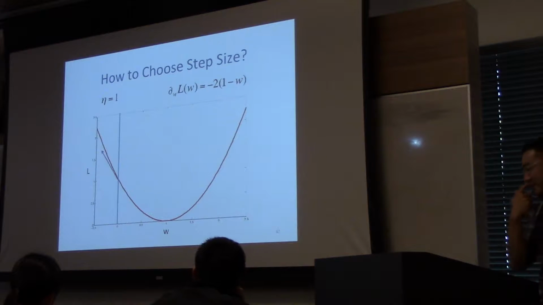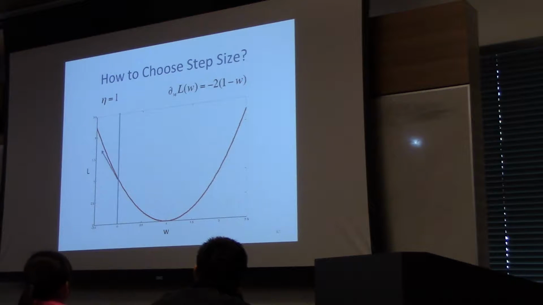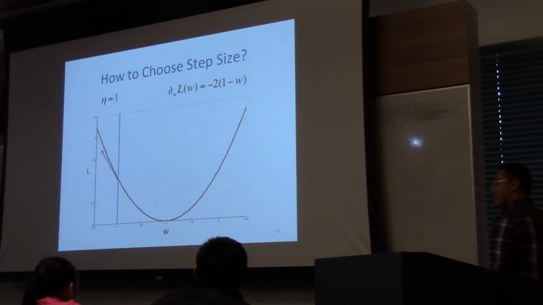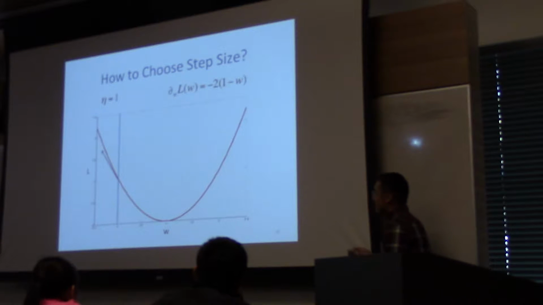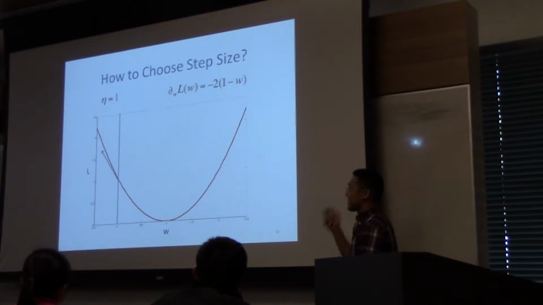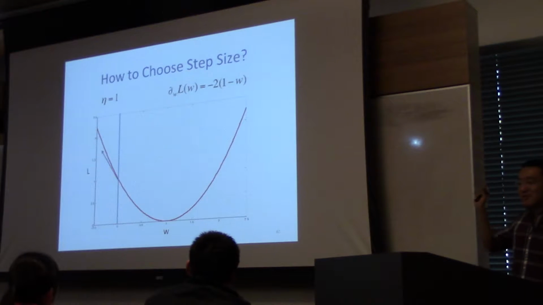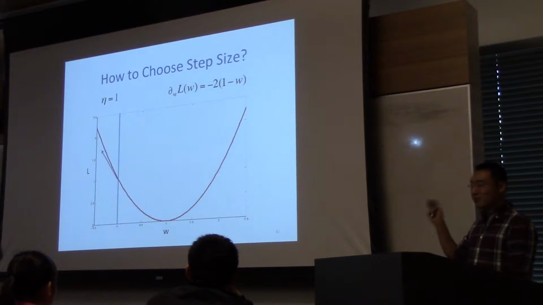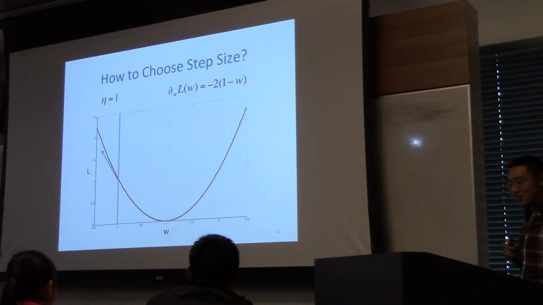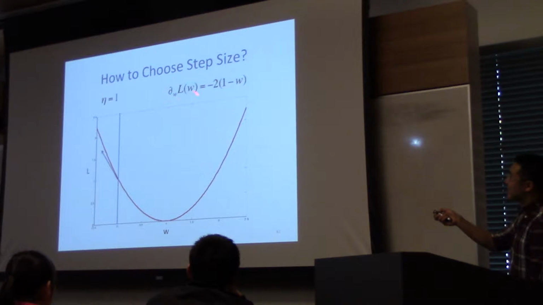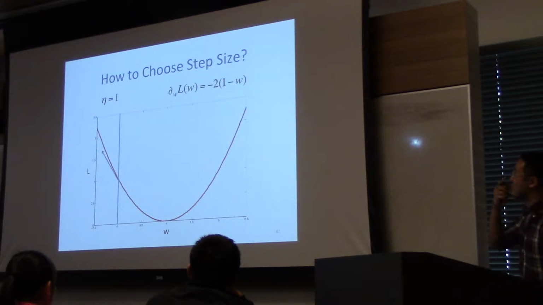Okay, so how do we choose the step size? Let's imagine a very simple optimization problem here. The loss function is simply the squared loss of 1 minus w. So w is a one-dimensional parameter. We're optimizing over a one-dimensional model, and the loss is simply the quadratic of 1 minus w. So a single training example, a single feature, and the label is 1. That's what this is. So the gradient of the loss function with respect to w is just negative 2 times 1 minus w.